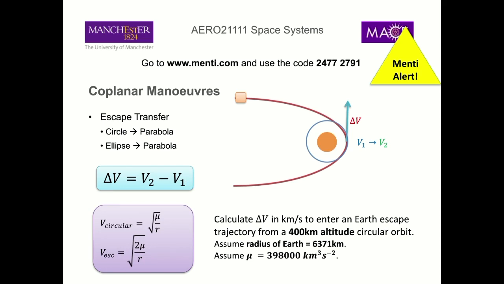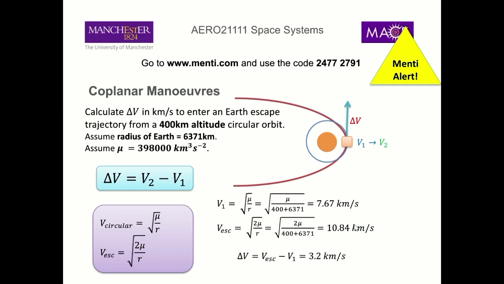So the escape velocity from Earth is about 10 kilometers a second. Low Earth orbit, you're always going to have about 7 kilometers a second. So you should be looking at about 3 kilometers a second. I apologize that Mentimeter seems to collapse on me, but I'm sure you're all glad you've got off the hook. So here are the calculations. I'm not going to dwell on them, but they're on the slide so you can look at them in your own time and check that you're happy with them.